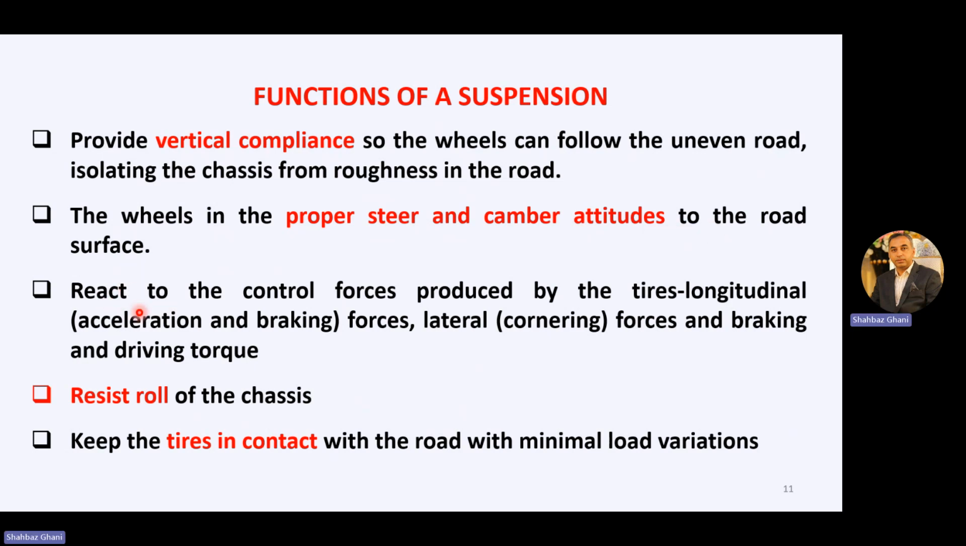Third function is to react to the control forces produced by the tires: longitudinal acceleration and braking forces, lateral cornering forces, and braking and driving torques. Fourth is to resist roll of the chassis. Remember, in our last chapter, chapter 5, brakes, we have seen this diagram.